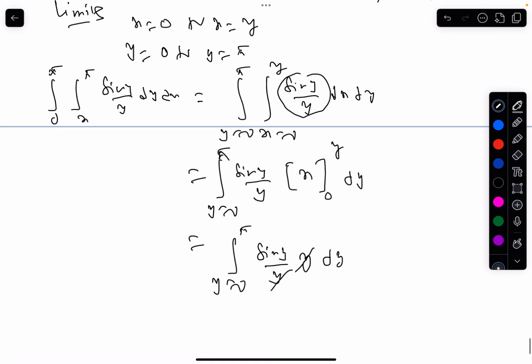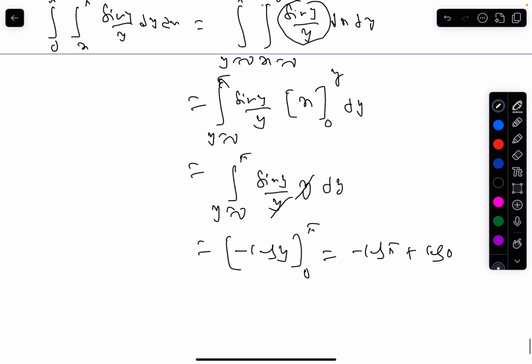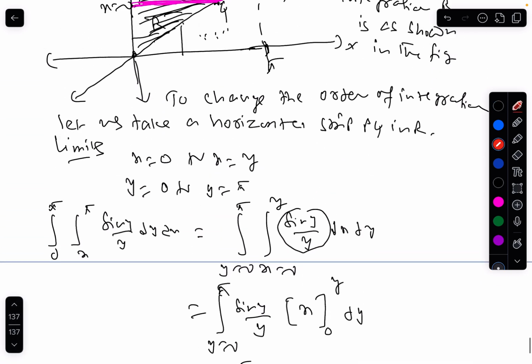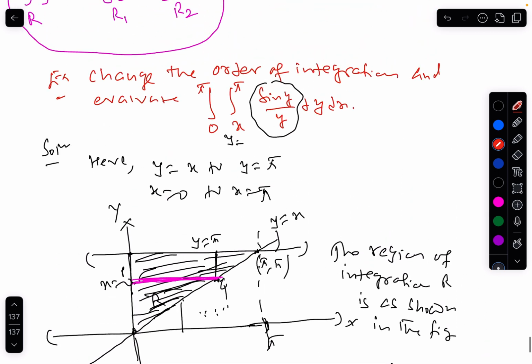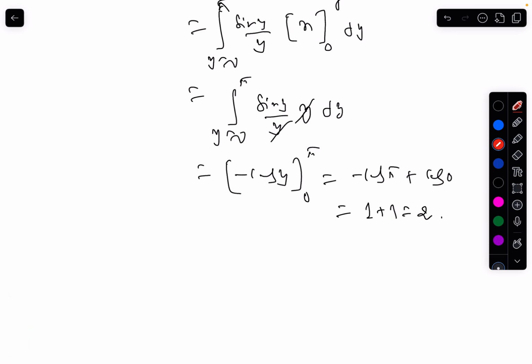And now this y cancels. So we have minus cosine y from 0 to pi. So that is minus cosine pi minus, minus, plus cosine 0. And cosine pi is minus 1. So this is 1 plus 1. So the answer is 2. So we can see that the most difficult integration to evaluate will become very easy when we change the order of integration.